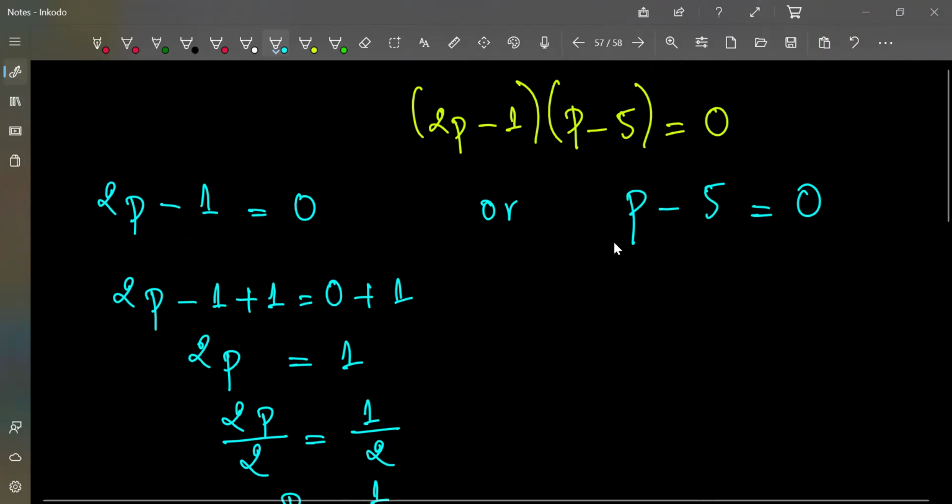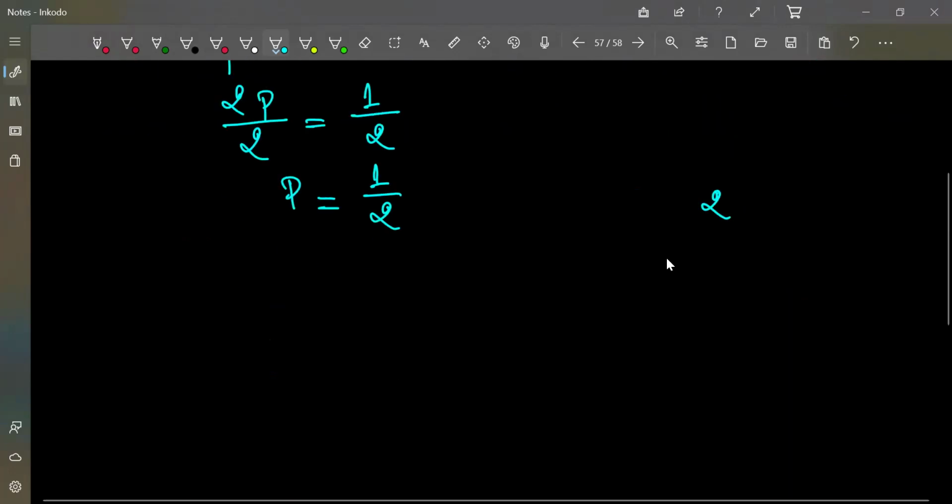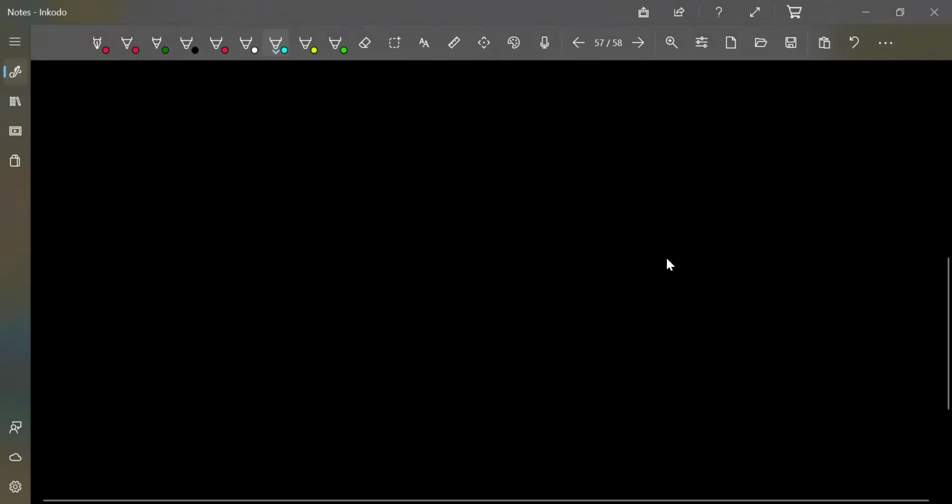The second equation, we can add 5 to both sides. So now we get p is equal to 5. Okay, so now let's start another example.